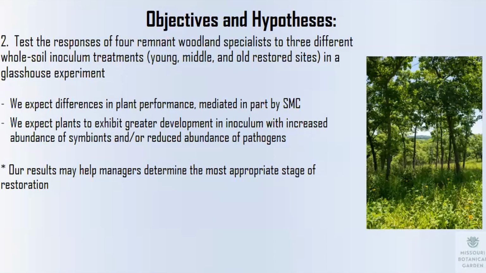The second thing, again, we tested the growth of the 4 remnant plant species in these soil types, and we did expect differences in the growth of plants, partially mediated by these differences in the soil that we're likely going to see. And we expected plants to exhibit greater development in soils that had increased abundance of symbionts or a lack of pathogens. And our results here can directly help managers understand and determine maybe the appropriate stage of reintroduction for these particular woodland remnant specialists.